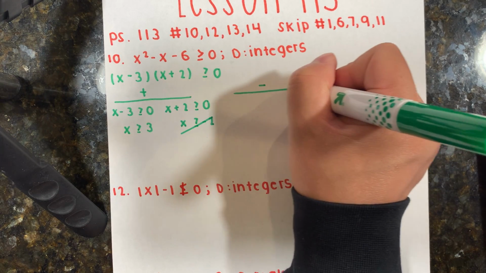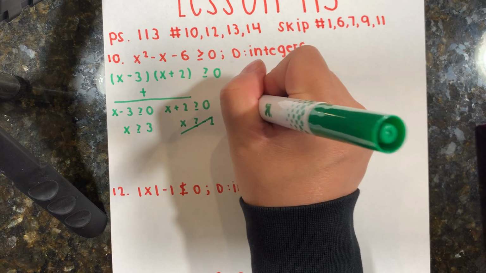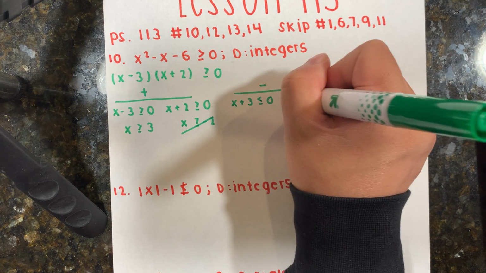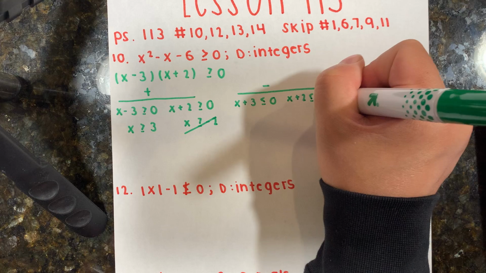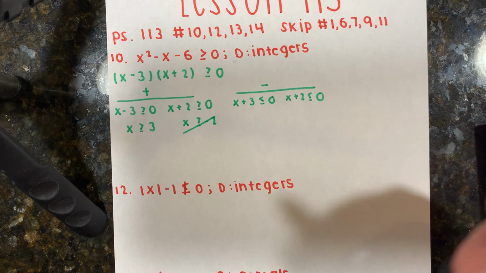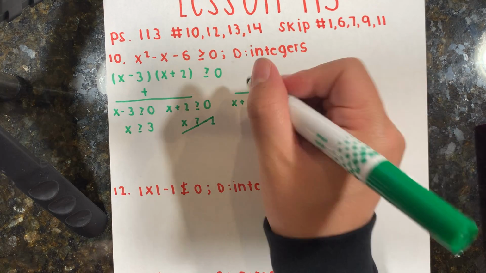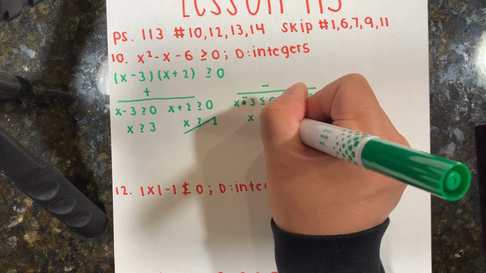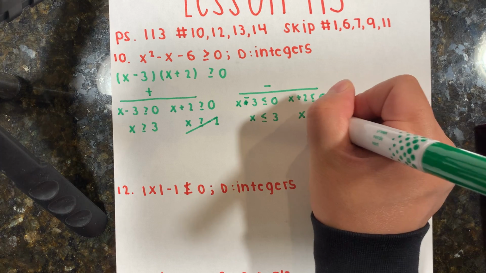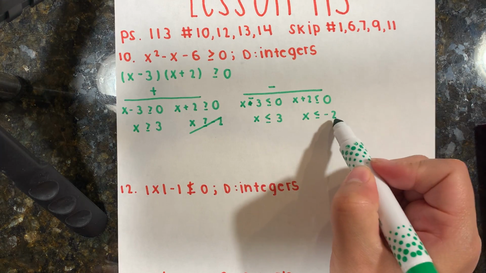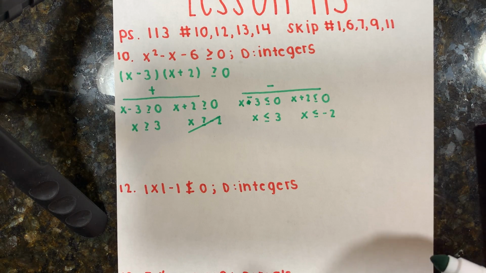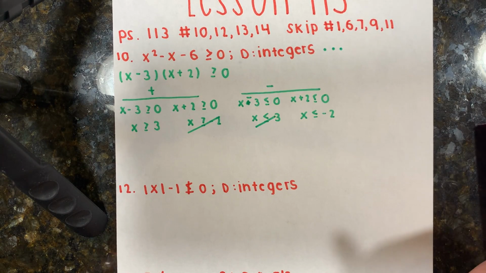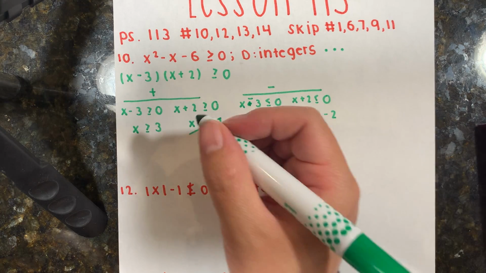Now for negative, we have to flip the inequality, so it's going to be x minus 3 is less than or equal to 0, and then x plus 2 is less than or equal to 0, which would be x is less than or equal to 3, and x is less than or equal to negative 2. So these are going to be your two endpoints, negative 2 and 3. We're looking for integers, so that's points, not going to be a point with an arrow.